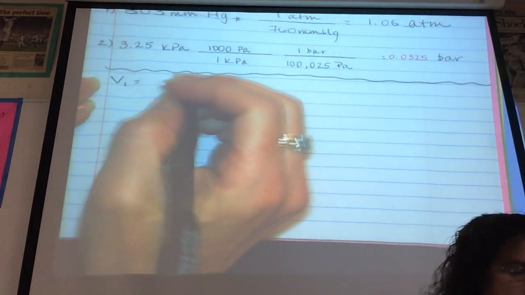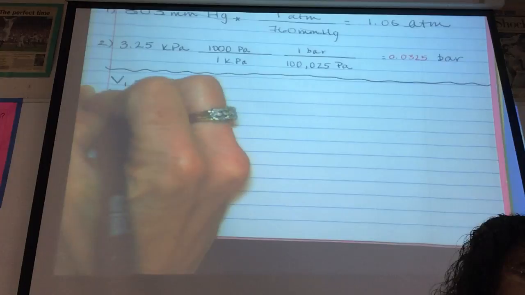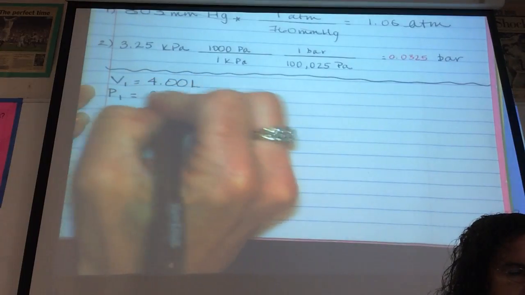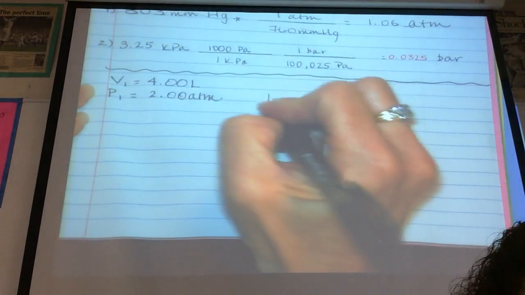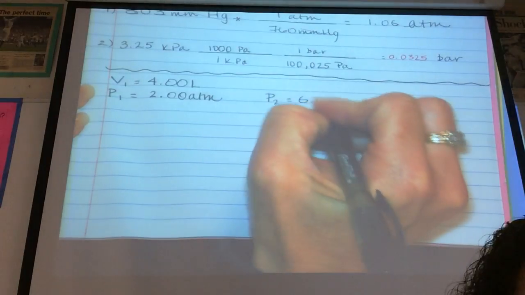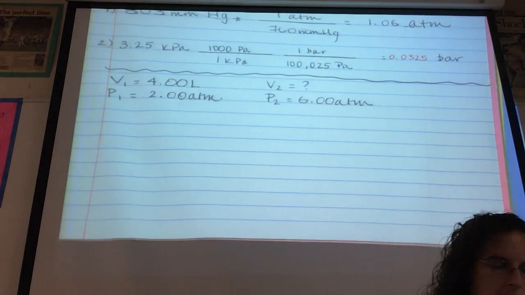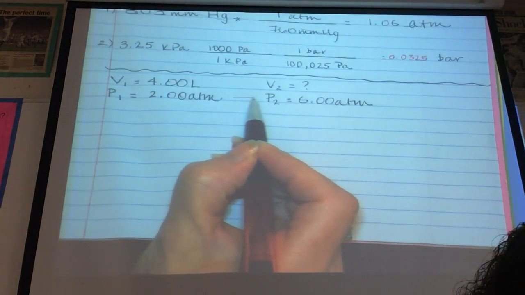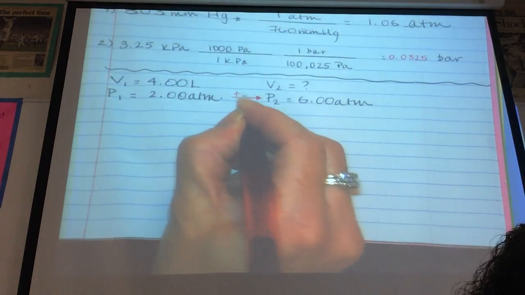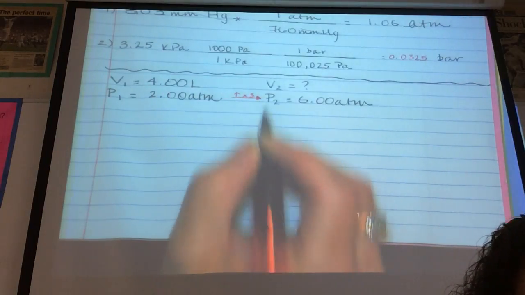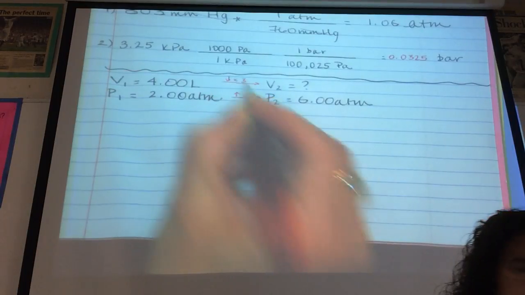Volume 1 is 4 liters. P1 is 2 atmospheres. Now the pressure is increased to 6 atmospheres. We want to know the volume under the second set of conditions. We can see that the pressure increased by a factor of 3. So the volume has to do the opposite, that is decreased by a factor of 3.